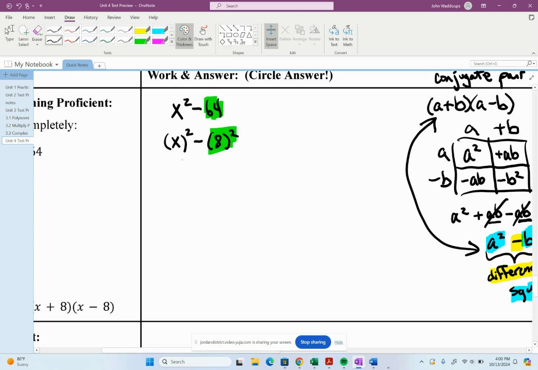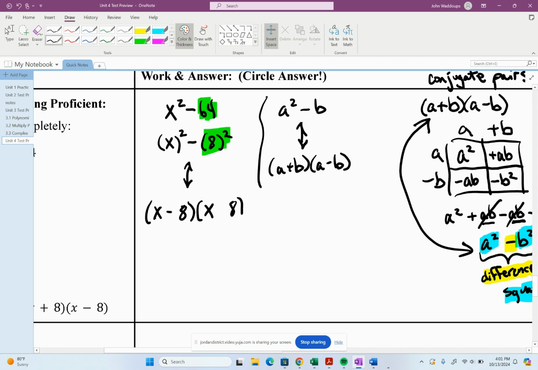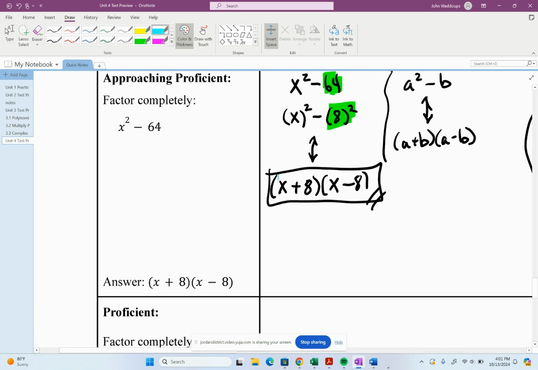And so now you can think, if a squared minus b squared is the same as a plus b and a minus b, then I can now say this is the same as x and 8, x and 8, plus and minus. And that is the same as what I've got there.